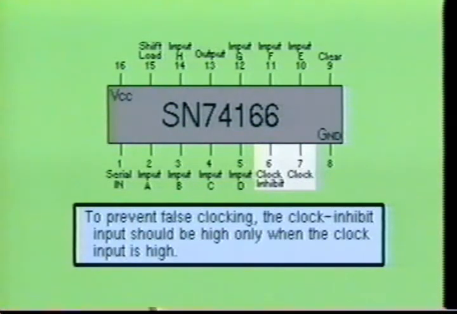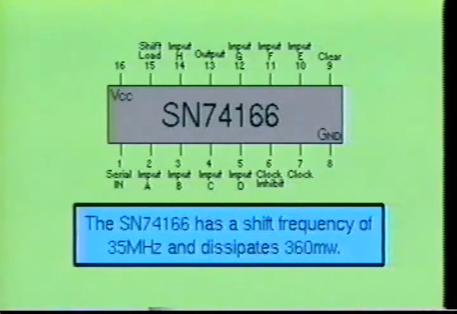During the parallel loading operation, clocking is accomplished on the rising edge of the clock pulse through a 2-input NOR gate. The 2 inputs on the NOR gate are labeled clock and clock inhibit. To prevent false clocking, the clock inhibit input should be high only when the clock input is high. The SN74166 has a shift frequency of 35 MHz with a power dissipation of 360 milliwatts.